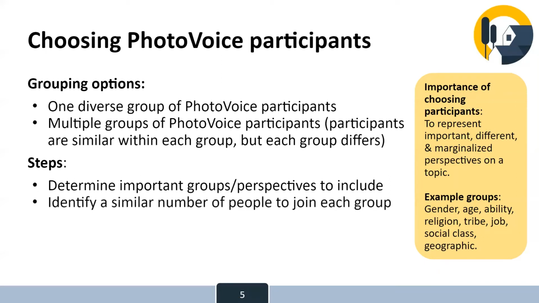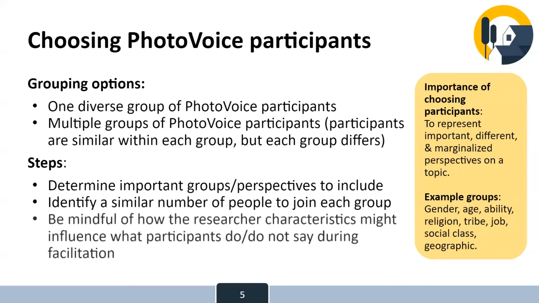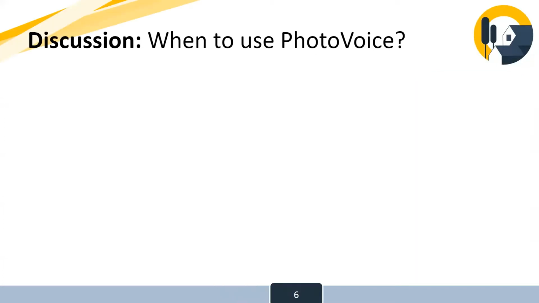If you're having multiple discussion groups or photo voice groups, you want a similar number of people in each group, say 10 to 15 people. And you want to be mindful of how the researcher characteristics might influence what participants are saying when you facilitate those groups. So if you have people of a particular language group, you want to make sure that the facilitator speaks their language.